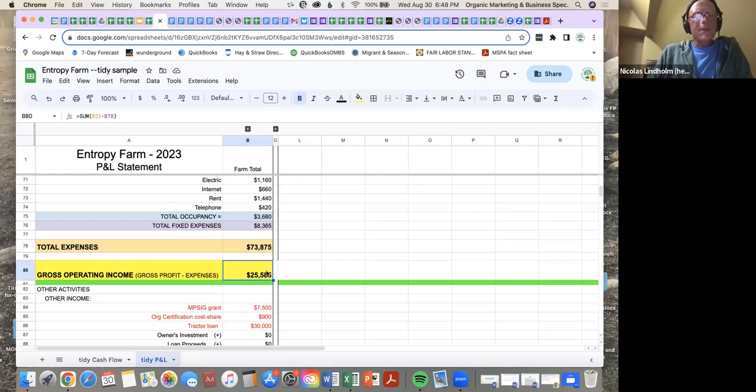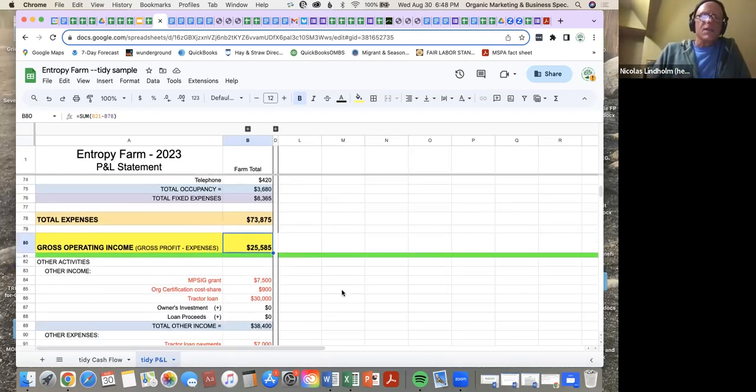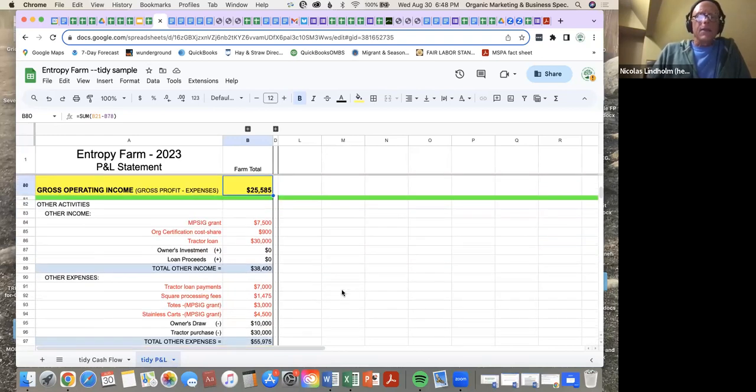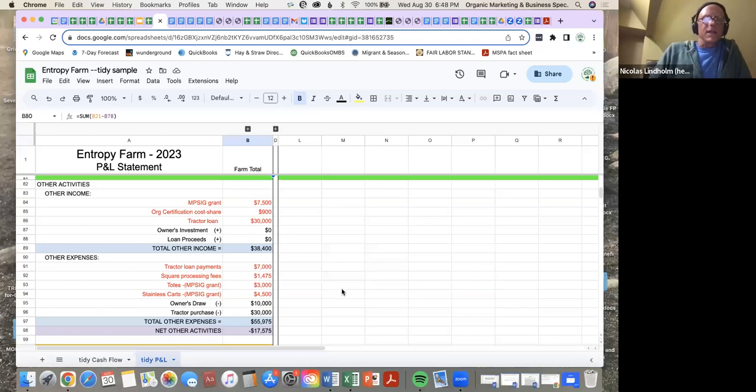It's almost half that amount. It's not 50,000, it's only 25,000 that the core farm operation actually made. And other activities did a lot of other stuff for the farm, good and bad. I mean, there's just information here. There's, again, not judgment. I organize everything under the green line as either income and expenses and kind of subtotal them.